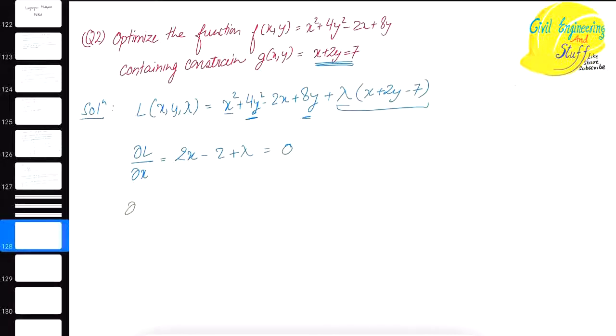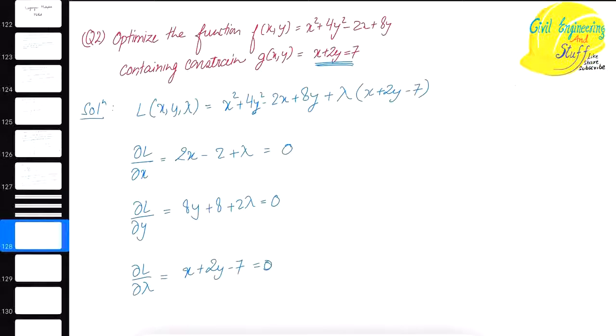Then we partially differentiate it with respect to the other variable, that is y. So we will have 8y plus 8 plus 2 lambda equal to 0. Then we differentiate it with respect to the third variable, dL by d lambda. All the other terms will be 0 and we will have the equation x plus 2y minus 7, again putting it equal to 0.